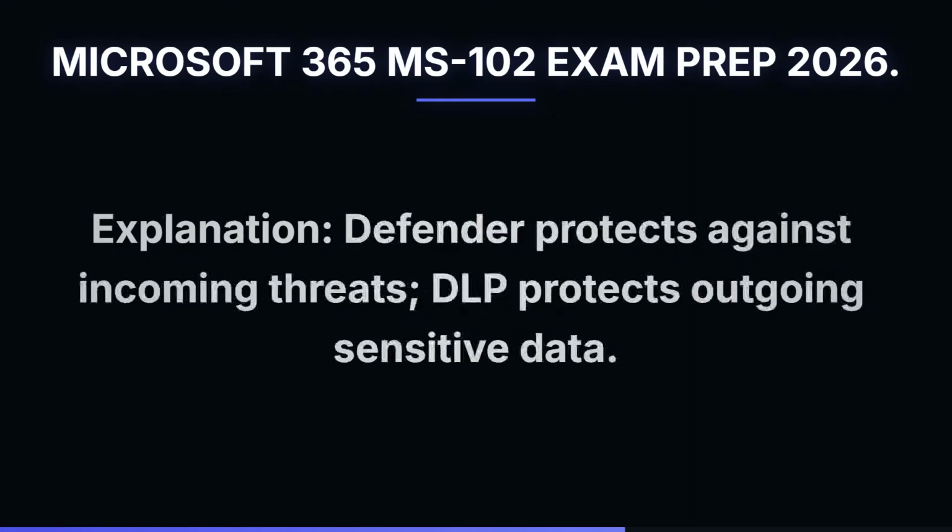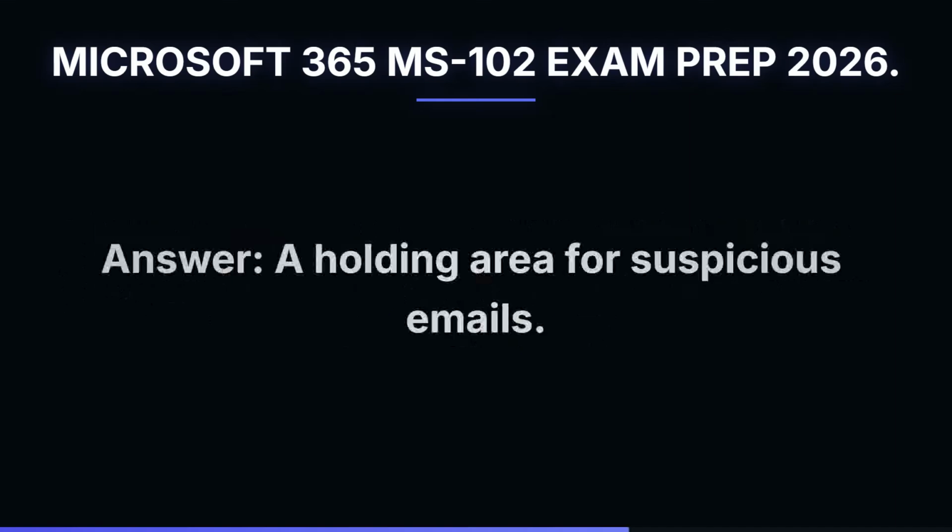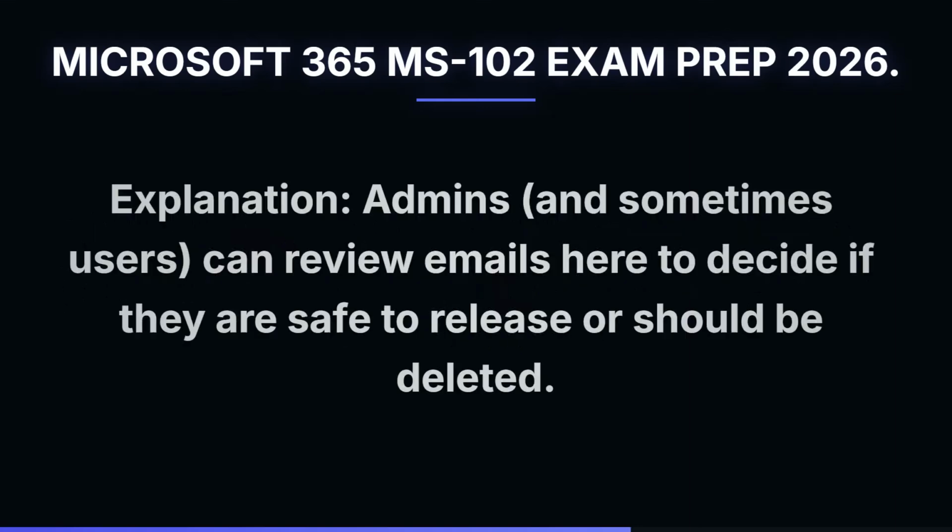Explanation: Defender protects against incoming threats. DLP protects outgoing sensitive data. Q11. What is quarantine? Answer: a holding area for suspicious emails. Explanation: admins, and sometimes users, can review emails here to decide if they are safe to release or should be deleted.